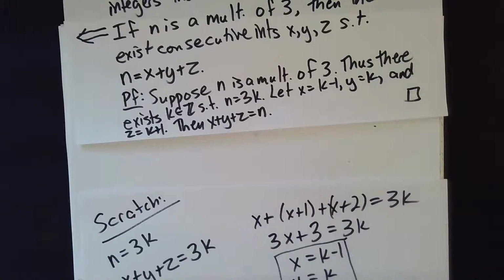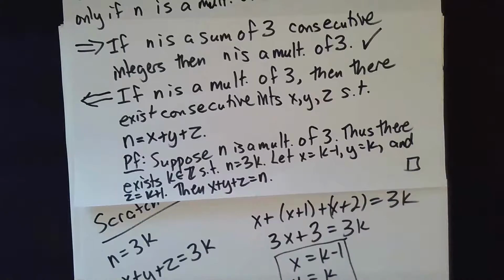Because this is a proof where I'm proving a for every, there exists statement. And so I need to give you an example for every possible n. So that is every multiple of 3. I need to show you how to write it as a sum of 3 consecutive integers. But I've done that here. So I've given you this formula to do it. Does that make sense?